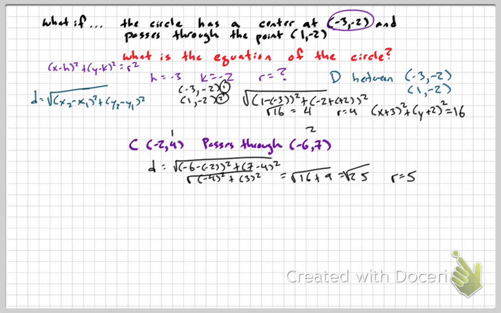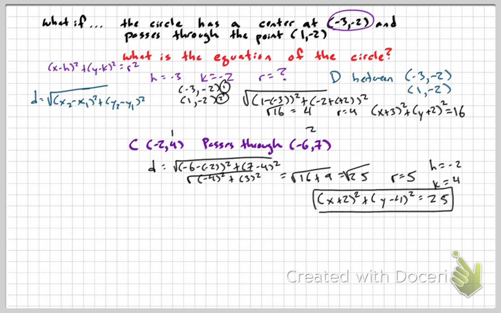My h is negative 2. My k is 4. So my equation, (x plus 2) squared, because our h is negative, plus (y minus 4) squared, because our 4 is positive here, equals 25, whatever the radius is squared.